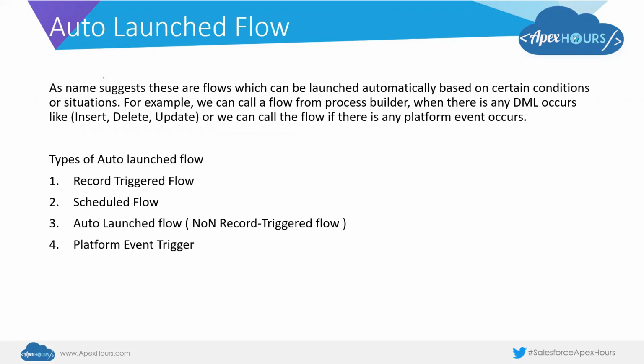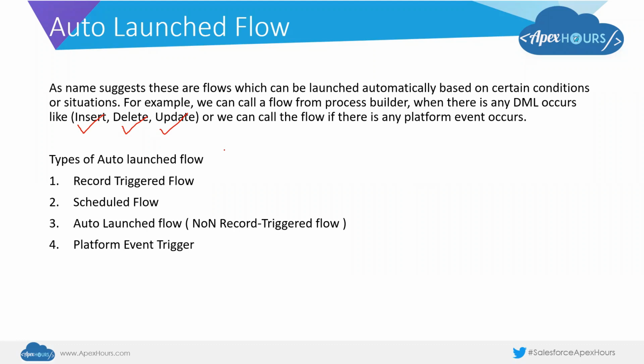So this is the introduction of our auto launch flows. As the name suggests, these flows can be launched automatically based on certain conditions or situations that we meet, based on our process builder conditions. Or we can also call these auto launch flows with the help of DML operations like insert, update, or delete. So if there is any insert, which can be a before insert or after insert, similarly before or after delete and update, we can also call these.